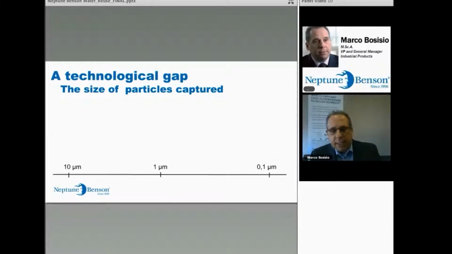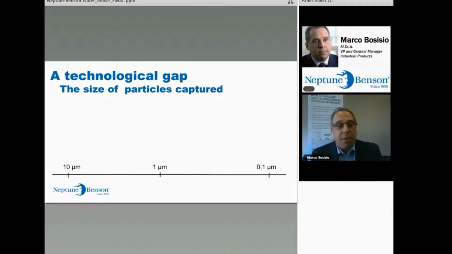First, I'd like to show you a bit. We think there's a technological gap when it comes to media filtration. There are of course sizes of particles that we're trying to achieve and remove, either to protect your membrane, because you want the RO to remove all the salt.